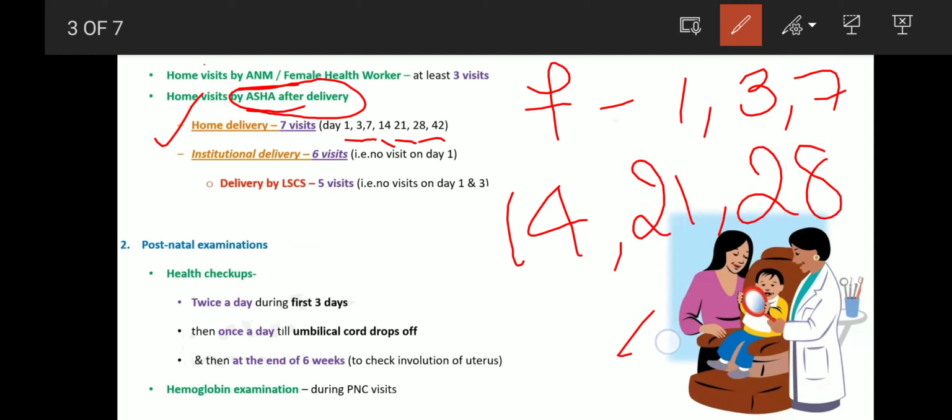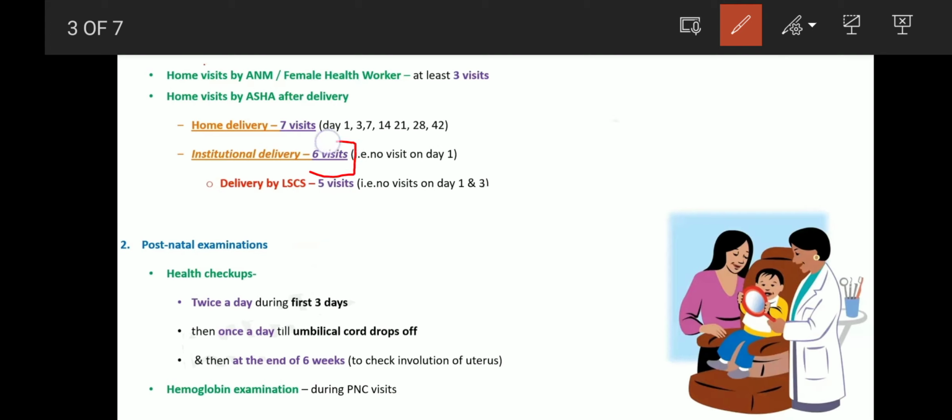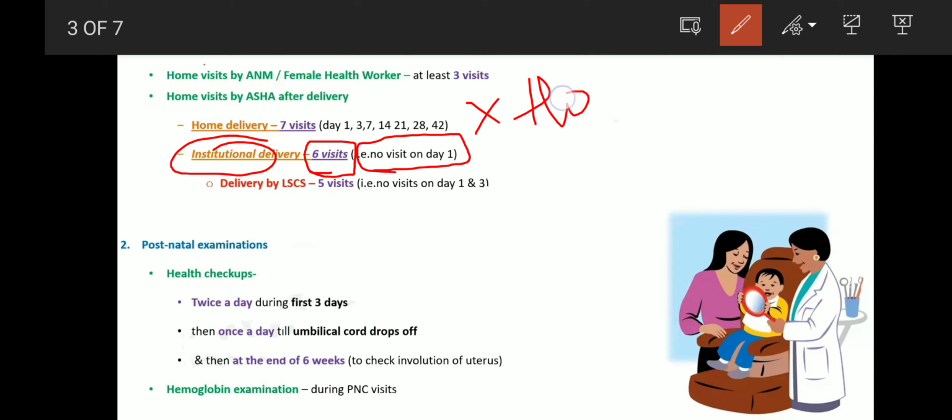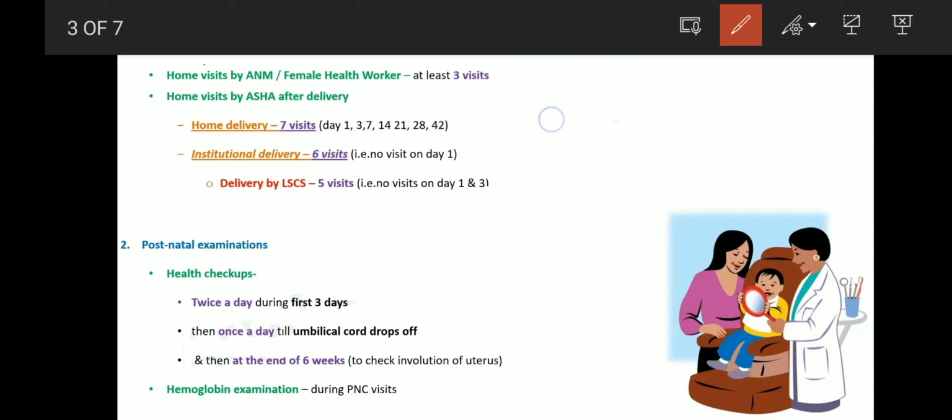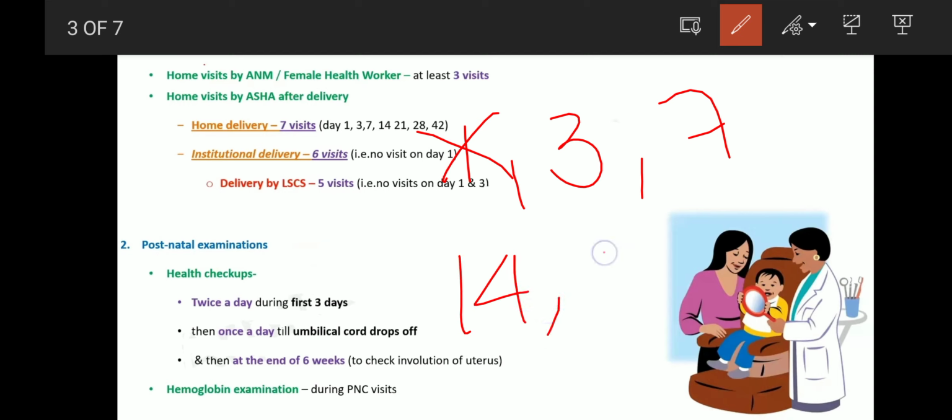In case of institutional delivery, she has to make 6 visits. On the first day there is no visit, because it is an institutional delivery, not occurring at home, so we skip the first day since the woman will be present there only. The remaining visits are on the 3rd, 7th, 14th, 21st, 28th, and 42nd day.